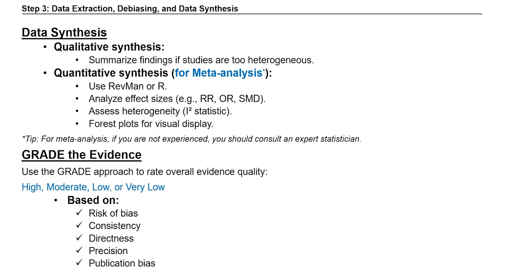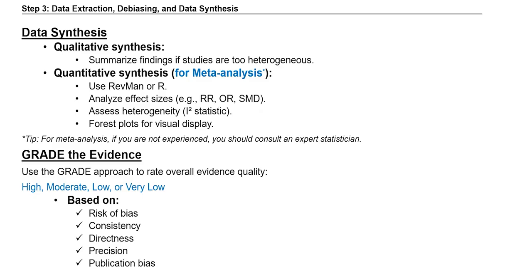Data synthesis. Usually for review studies, qualitative synthesis is very common, and authors usually summarize the findings of the included studies, especially when the outcomes are kind of heterogeneous. In case the authors are aiming for meta-analysis, then they might consider quantitative synthesis, for which you might use RevMan or R. I'm personally using R. I'm more familiar with it, but there are easier ways. Again, RevMan makes it much easier.